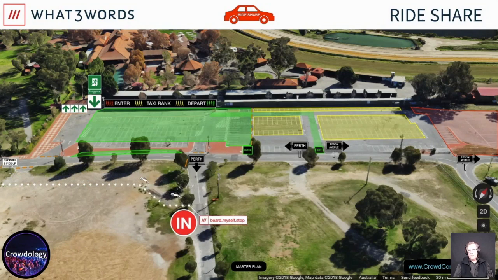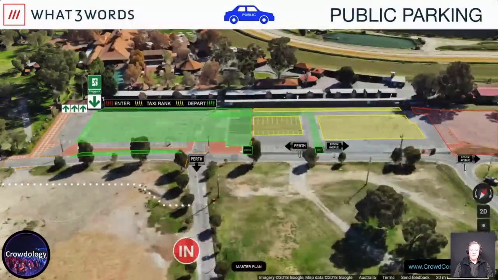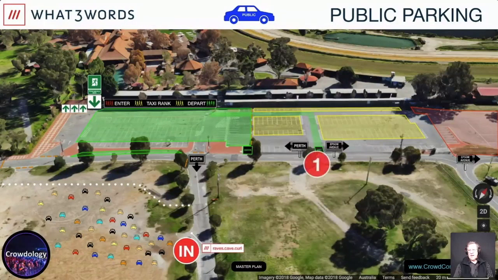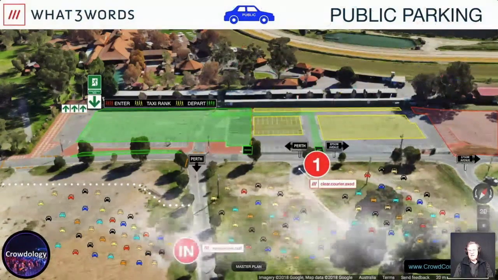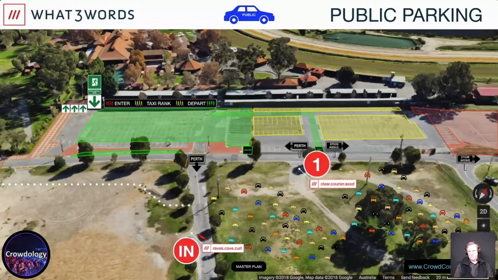I could write this down, but it would take forever. But I'm showing you the pictures. So public parking, yeah. We have to use the cars to get to this facility. So there's the first parking, there's the overflow, and off they chuff as well, which is really good.